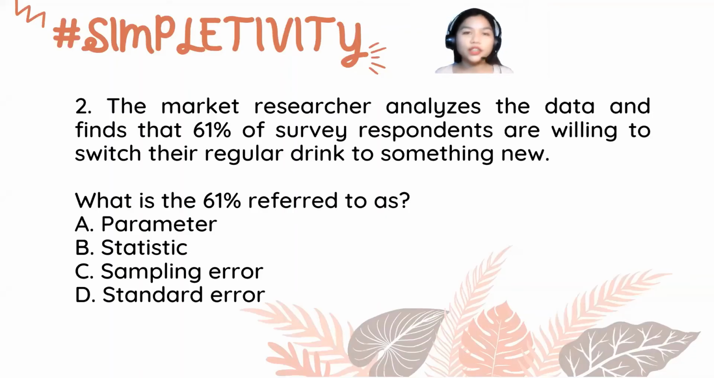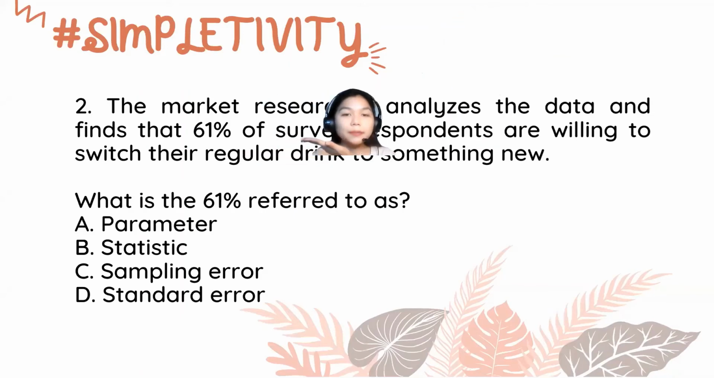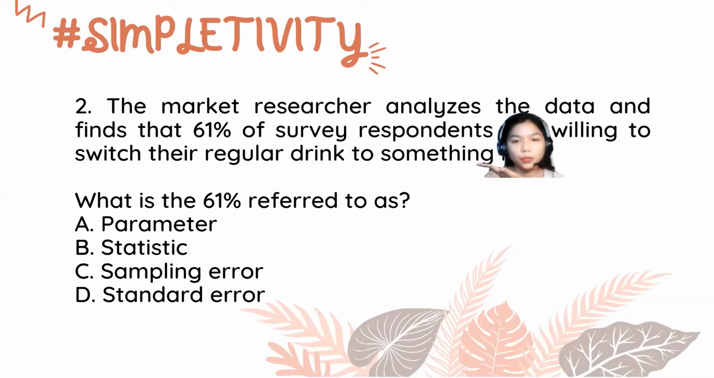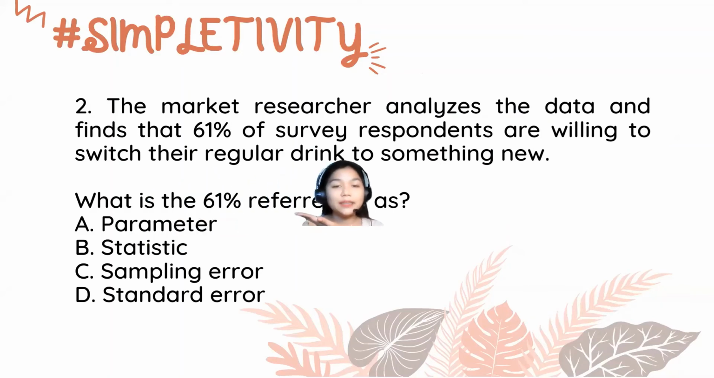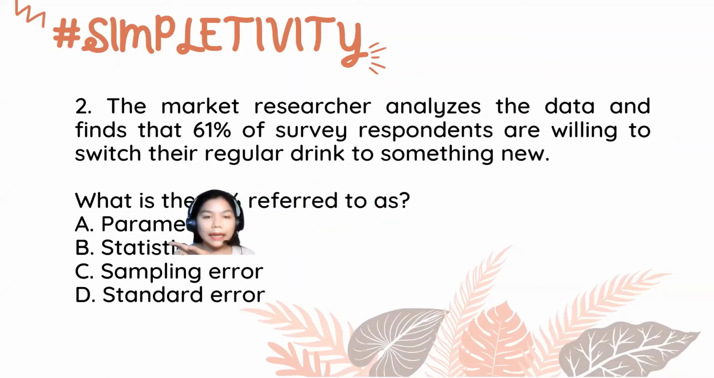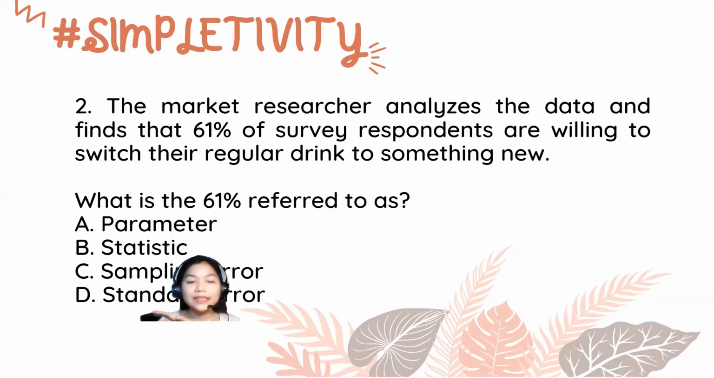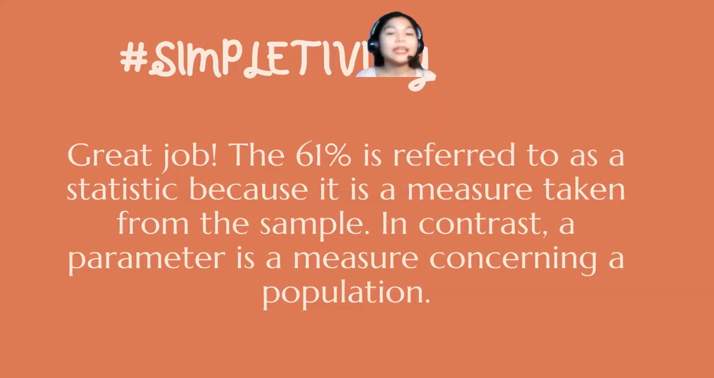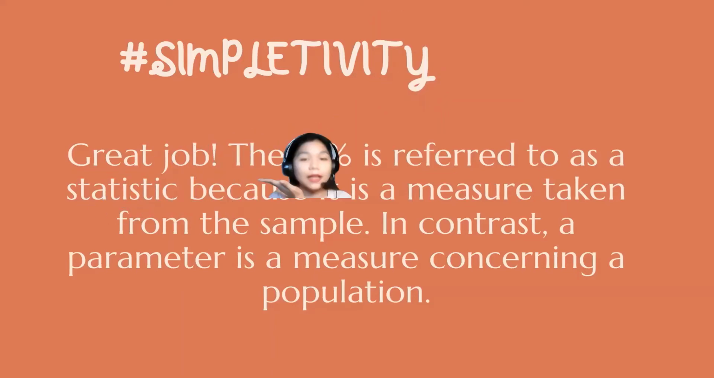The market researcher analyzes the data and finds that 61% of survey respondents are willing to switch their regular drink to something new. What is the 61% referred to as? A, parameter, B, statistic, C, sampling error, or D, standard error. So what's your answer? Great job. The 61% is referred to as the statistic because it is a measure taken from the sample.